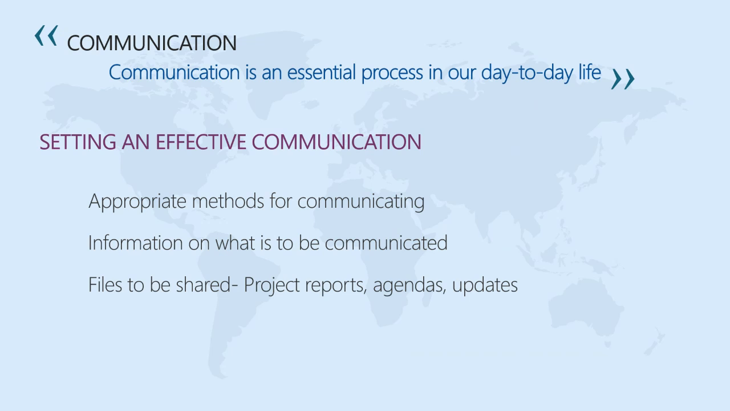Information on what is to be communicated. That means how we are going to plan: what data we are going to share with stakeholders or clients. Of course, that is the information to be communicated. The third thing is files to be shared. So maybe project reports, agendas, or updates we need to share through email with the stakeholders.